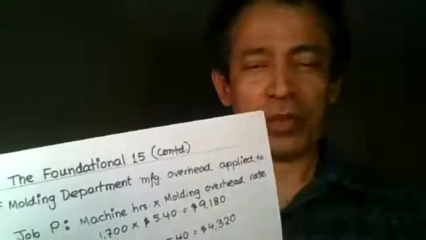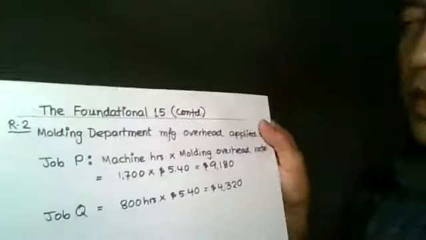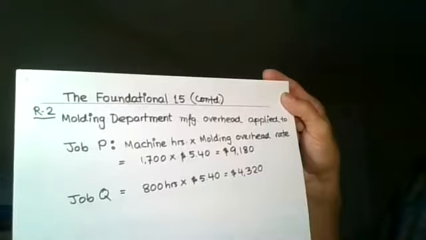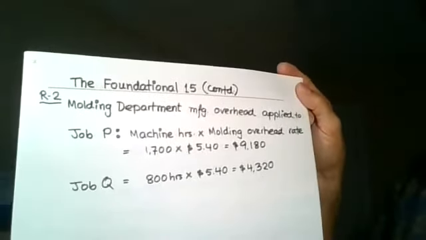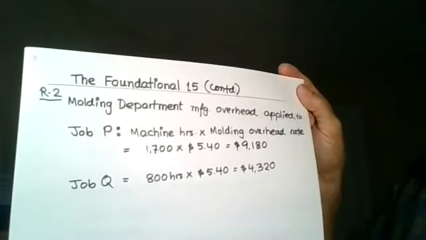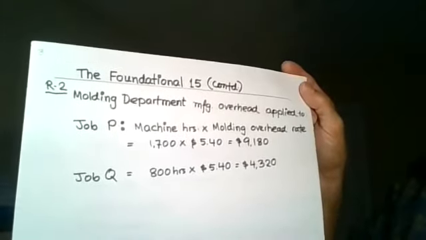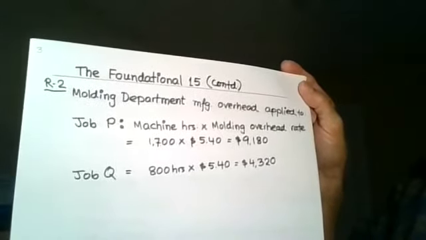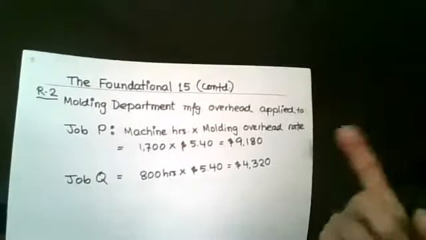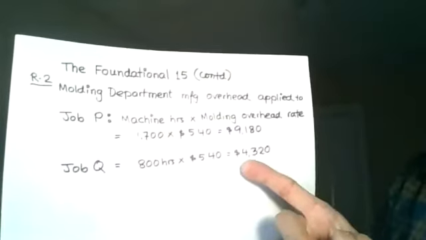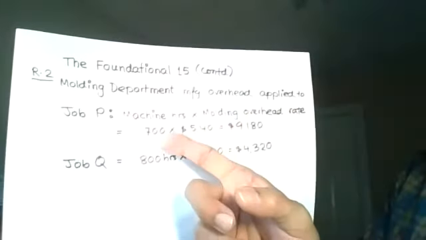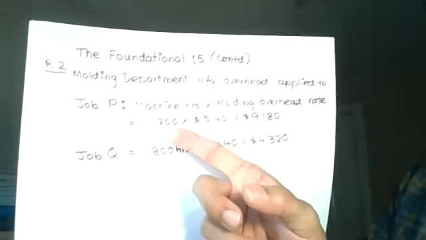All right, now the second, there are 15 requirements. Don't forget, quite a few. So the second requirement is this. Find out the molding department overhead applied to the two jobs. So once we know the rate, application is easy. It's going to be the hourly rate. So the hourly rate for the molding department was $5.40. For the fabrication it was $12.20. So for molding, it's going to be 1,700 was their hours.